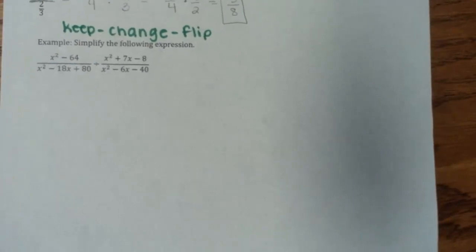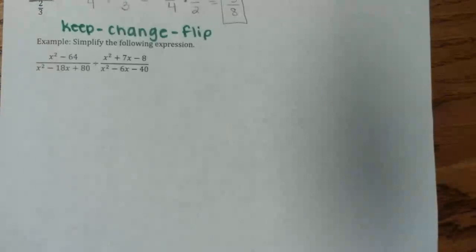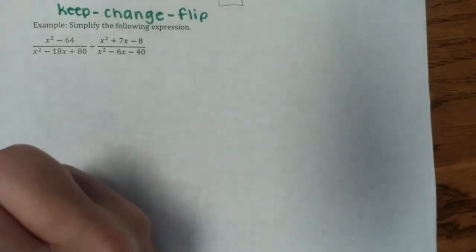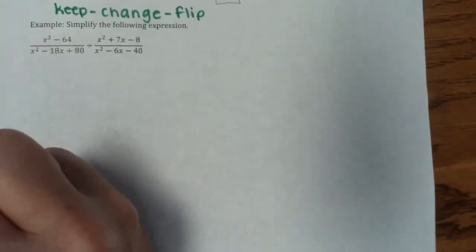All right, last example for this section. Simplify the following expression. X squared minus 64 all over x squared minus 18x plus 80, divided by x squared plus 7x minus 8 all over x squared minus 6x minus 40. Just like we did on the previous example, let's factor each one separately.